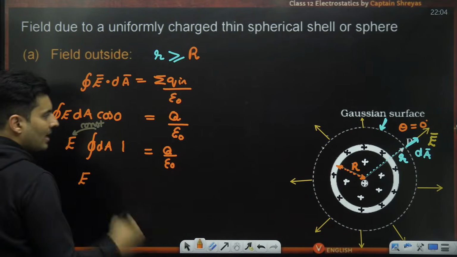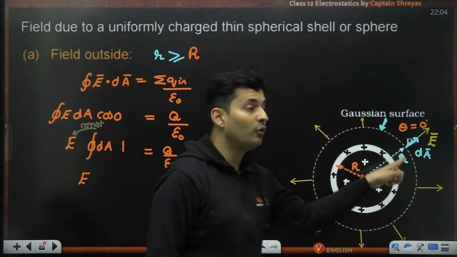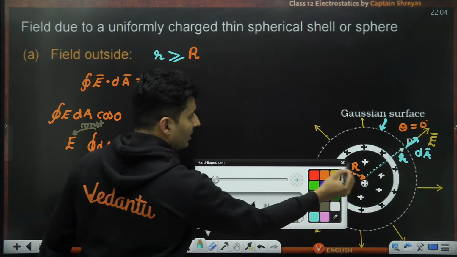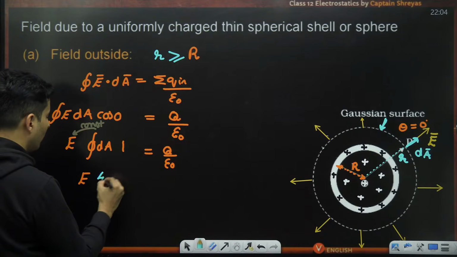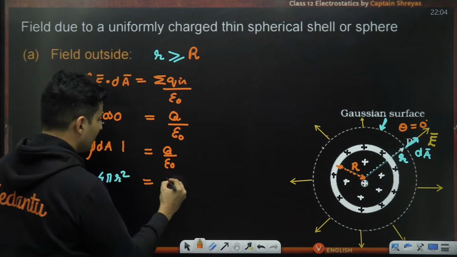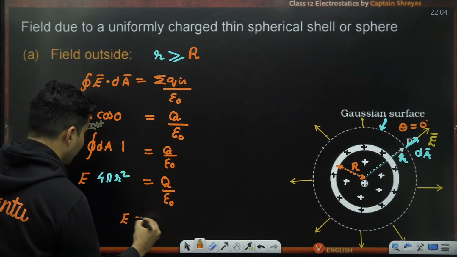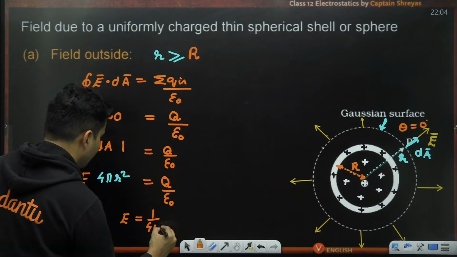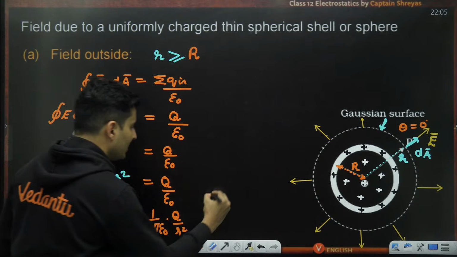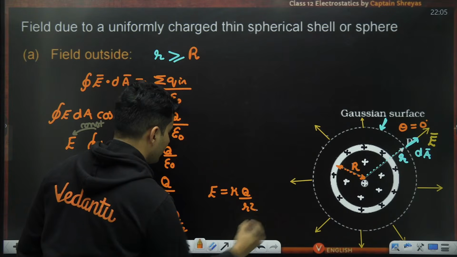Integration of that area, that means the area of the Gaussian surface, will be 4 pi small r square. Be careful, not the area of the sphere. It will be 4 pi small r square. Yes, a lot of students make a mistake there. So that will be Q by epsilon naught. So the electric field comes out to be 1 by 4 pi epsilon naught Q by r square, which is the same as saying it is K Q by r square.